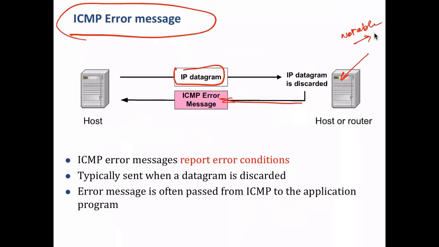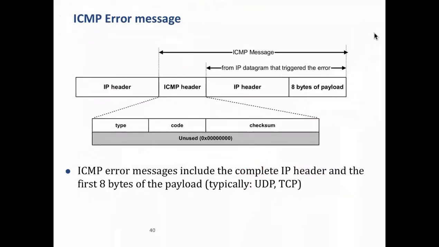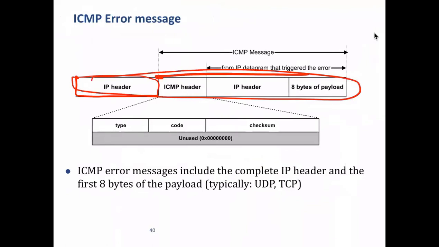Okay, so it reports an error condition and is typically sent when a datagram is discarded. All right, and this is the format. It sits inside an IP packet. So this is the IP packet, and inside is the ICMP message, and you see another IP header because the body contains a part of the original message.